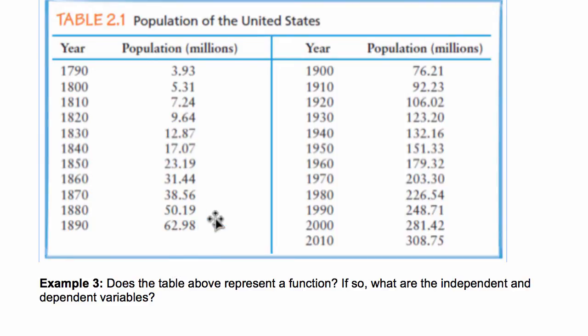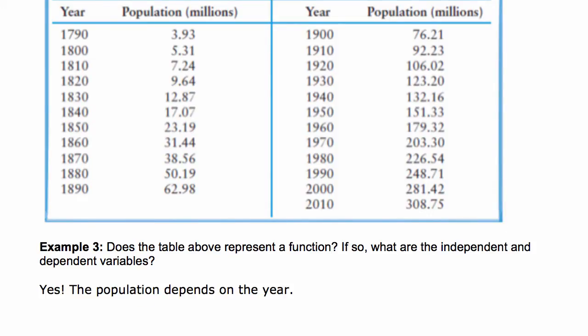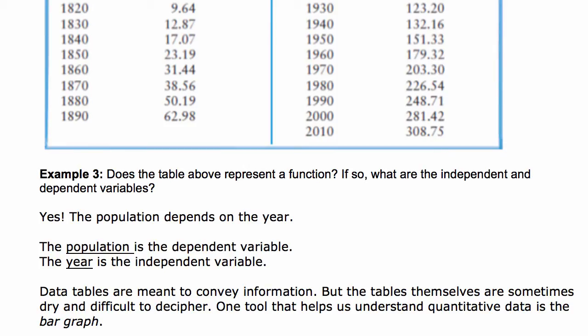Notice from the table that population depends on the year. So, population is a function of the year. Because population is doing the depending, population is the dependent variable, and years is the independent variable. Data tables are meant to convey information, but the tables themselves are sometimes dry and difficult to decipher.